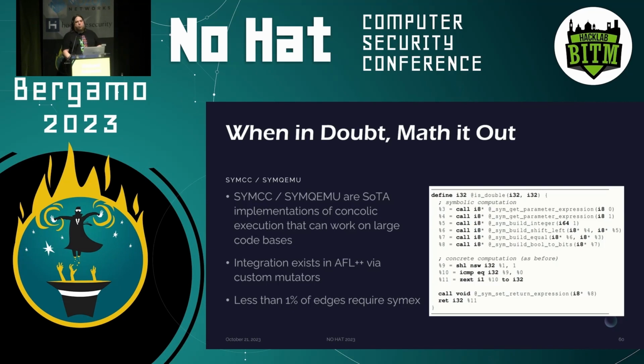SymCC and SymQEMU, SymQEMU in particular can target binaries and is high performance, and you can run it adjacent to your normal fuzzing. So it will just look at the inputs that your fuzzer is generating, randomly select them as a CPU core becomes available to do another iteration of solving, and it will try to solve whatever the constraint was that was blocking that particular input.